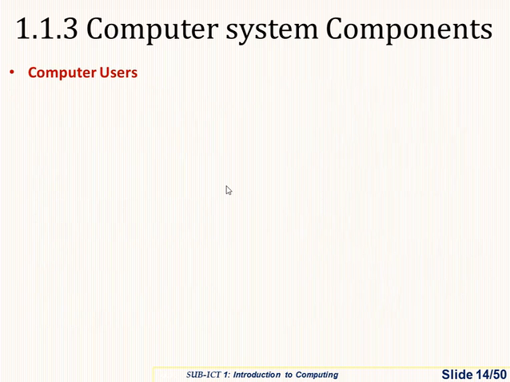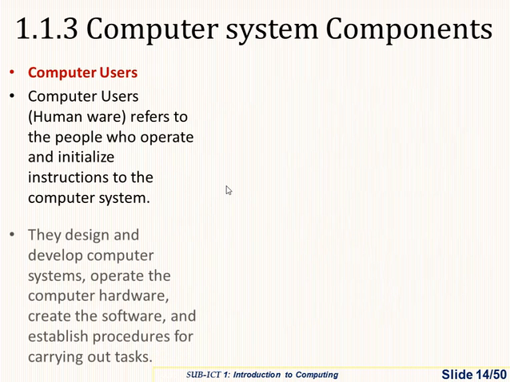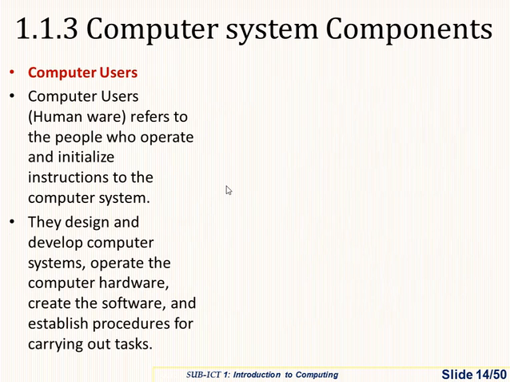The other component is the humanware, or the computer users. Computer user refers to the people who operate and initialize instructions to the computer system, just like you. They design and develop computer systems, operate the computer hardware, create software, and establish procedures for carrying out tasks. That's why I said without you the computers may not be able to work. You are one of the most important parts in a computer system.